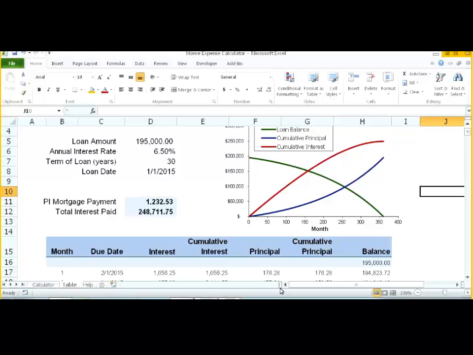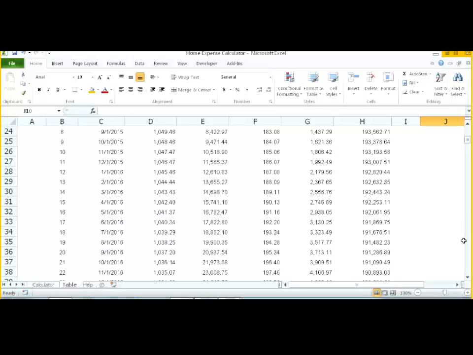The cumulative interest, same thing. Early on, you're accumulating the interest pretty quickly. As you get near the end of the loan, you're not paying as much interest. And the cumulative principal goes from 0 to the price of the house, the loan amount. And then you can come up with this amortization schedule, which in this case goes for the entire 30 years.